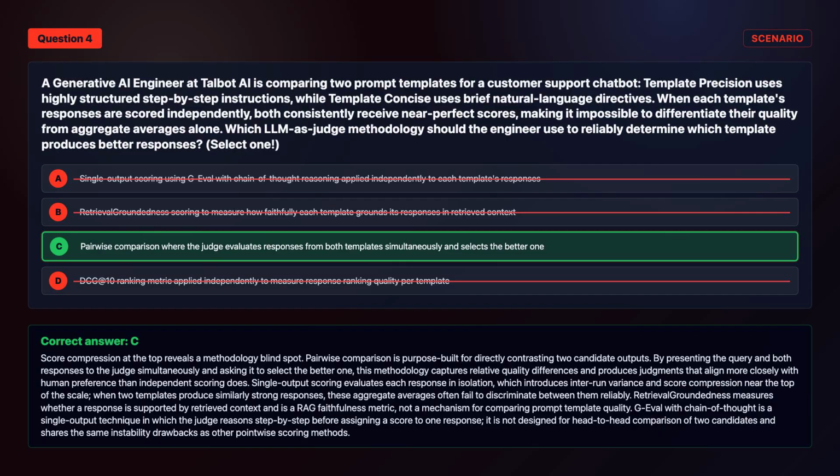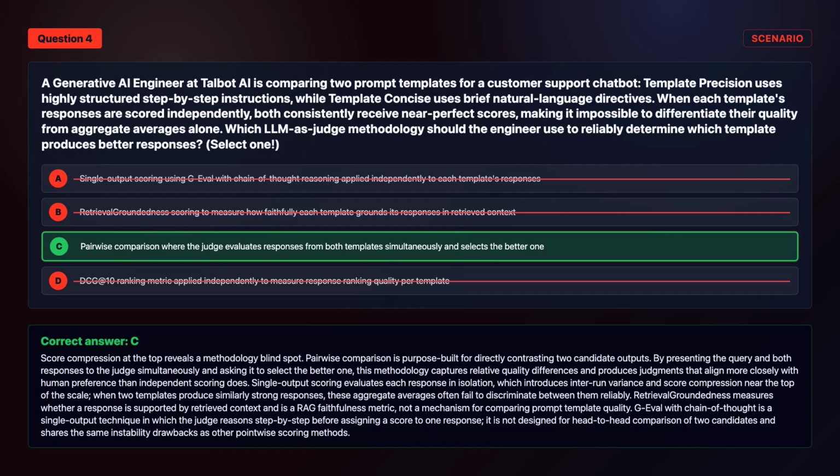Single output scoring evaluates each response in isolation, which introduces inter-run variance and score compression near the top of the scale. When two templates produce similarly strong responses, these aggregate averages often fail to discriminate between them reliably. Retrieval groundedness measures whether a response is supported by retrieved context and is a RAG faithfulness metric, not a mechanism for comparing prompt template quality.